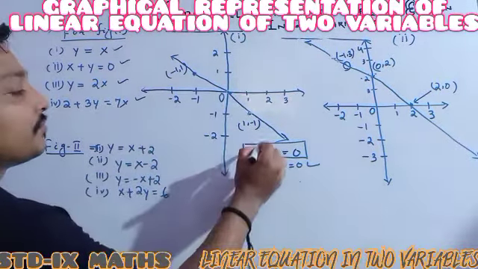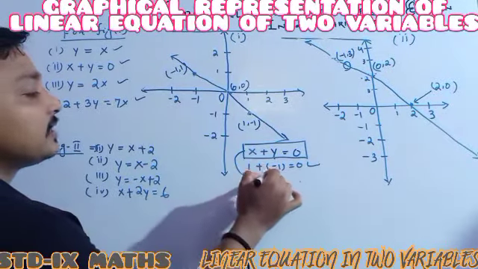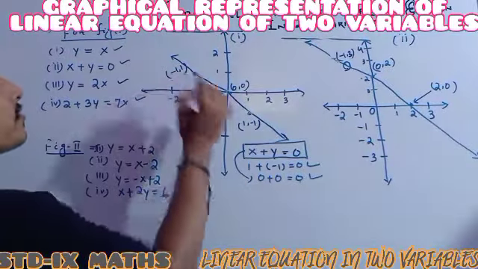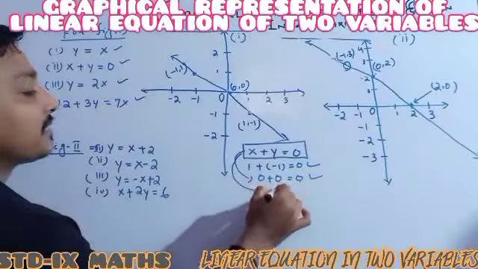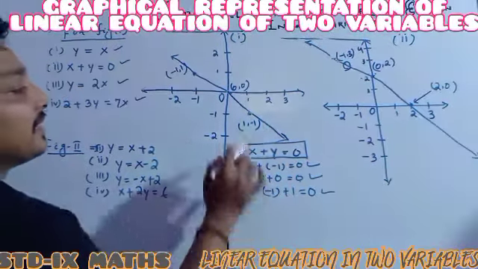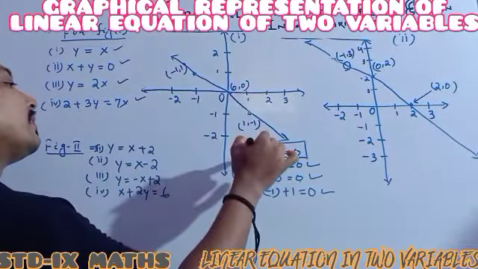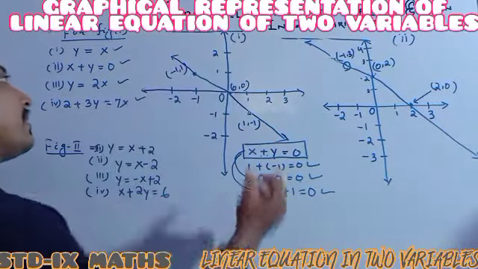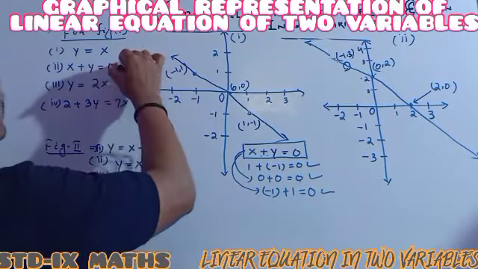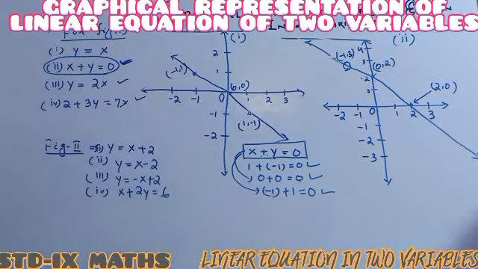Then 0, 0: whether this point satisfies this or not. 0 plus 0 is 0, so it also satisfies. Then minus 1 and 1: for the third point also I am checking, minus 1 plus 1 is also equal to 0. It means these points satisfy this equation, they are solutions of this equation. So we have got that this is the linear equation whose graphical representation is that one.